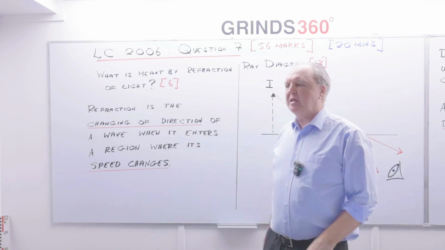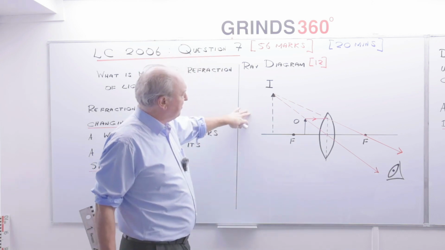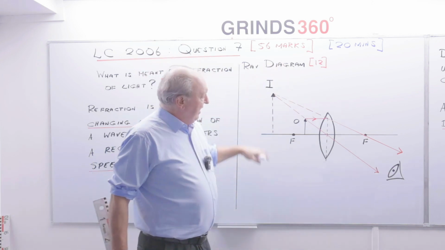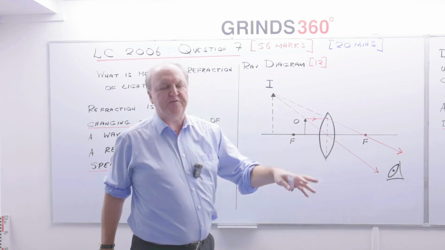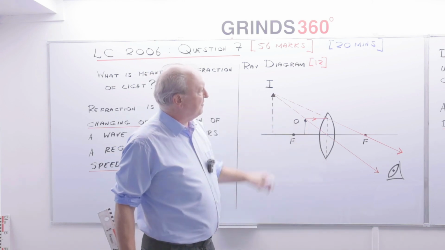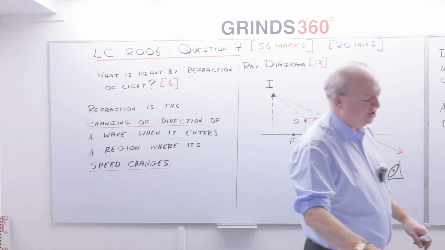So all they're asking me is to draw that ray diagram. So that ray diagram is drawn. There's 12 marks for that. You'll get marks for showing the setup. You'll get marks for your 2 rays of light. You'll get marks for showing where your image is formed. Back to my question.